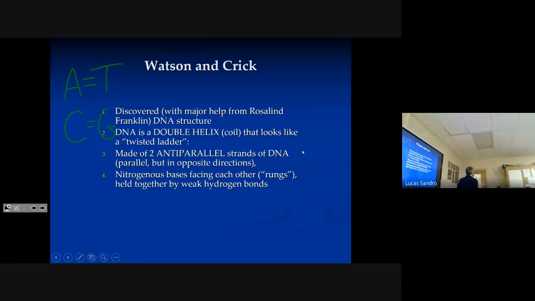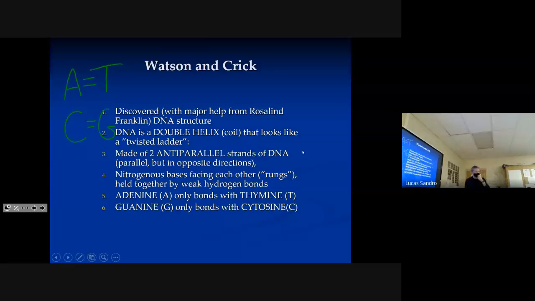And the way those bases pair with each other via those weak hydrogen bonds, it only works in 2 configurations. Adenine only makes those bonds with thymine. Guanine only makes those bonds with cytosine. So you're always going to be able to tell what's on the other side. If you know one strand of DNA, you know the other.